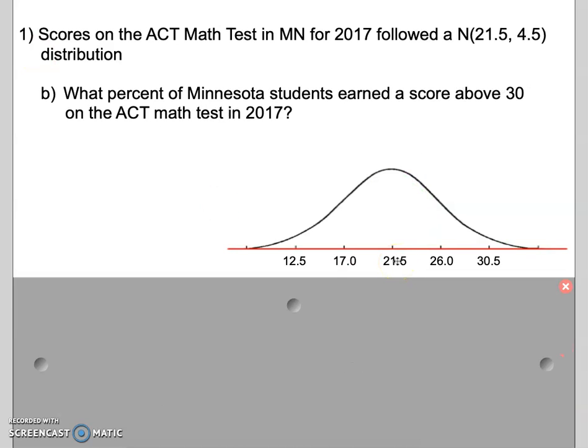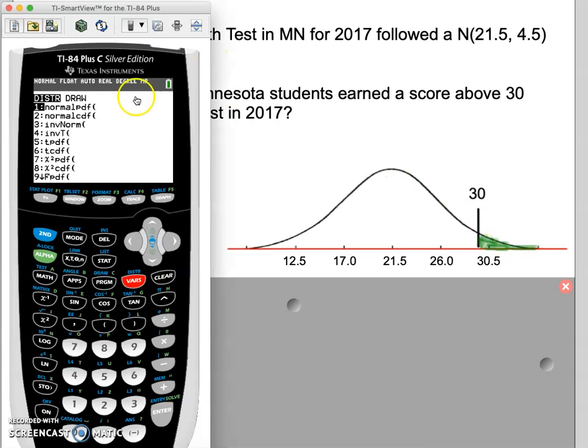All right, part B. Same problem. This time, find the percent of students that scored above 30 on the ACT test. Again, I have the mean and standard deviation on my graph. I'm going to shade in the region of interest that we're looking at, so 30 and above. Okay, I'm going to grab my calculator. I'm going to do a normal CDF calculation again.